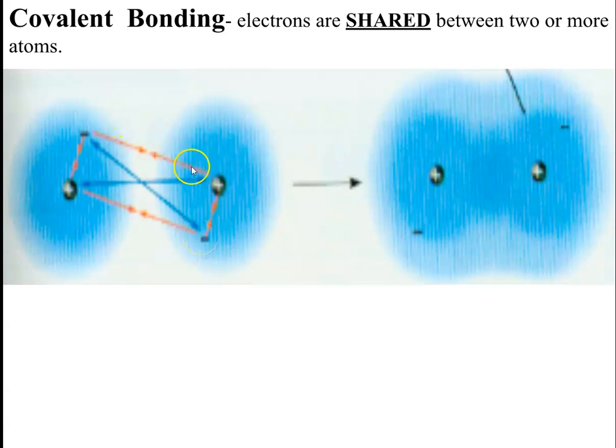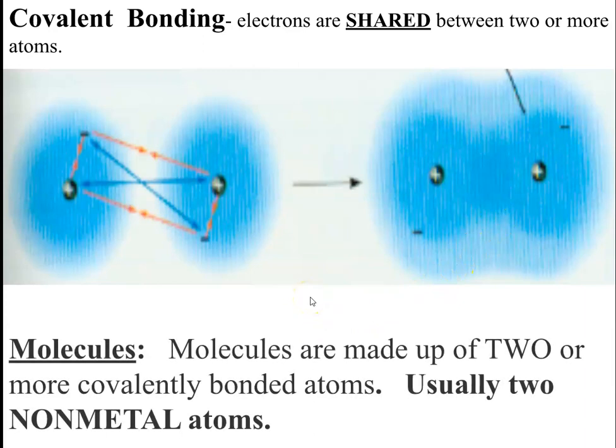This attraction causes each one to pull on the other atom's valence electrons until their valence shells are overlapping. And then those two electrons are shared between the two atoms. When this occurs, this would be referred to as a molecule. A molecule is defined as something that's made up of two or more covalently bonded atoms.